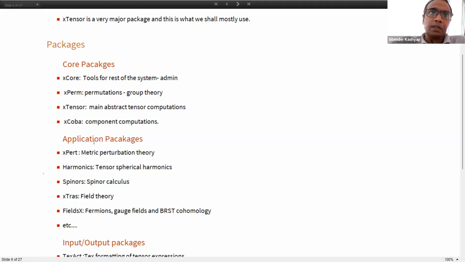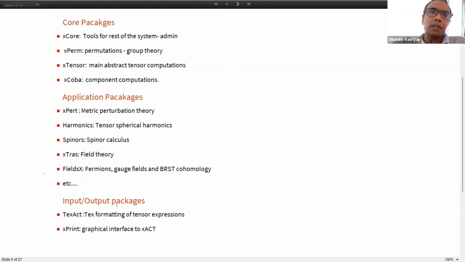Then there are application packages, for example xPert, which one can use to do metric perturbation theory. Harmonics, where we deal with tensor spherical harmonics. Spinors, for obviously dealing with spinors. xTras for doing field theory. FieldSex, which deals with fermions, gauge fields, BRST cohomology, and so on and so forth. Finally, there are certain input and output packages. xPrint is for formatting your expressions to take out of Mathematica in nice LaTeX form. And similarly, xPrint for a graphical interface to xAct.